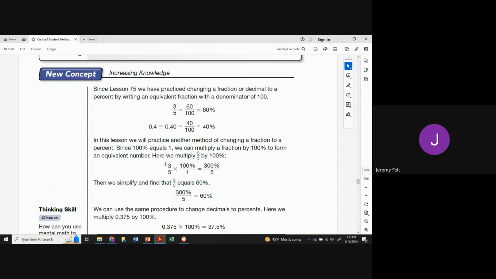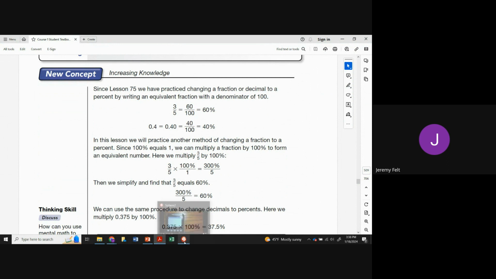So 3/5, we want to figure out 3/5 as a percent. The percent is per 100, so we can multiply by 100 over 1, just like we do with a decimal number. That gives us 300 over 5, and 300 divided by 5 is 60.